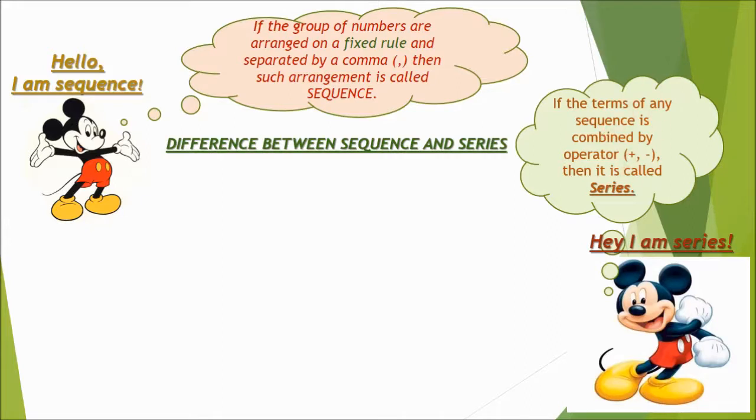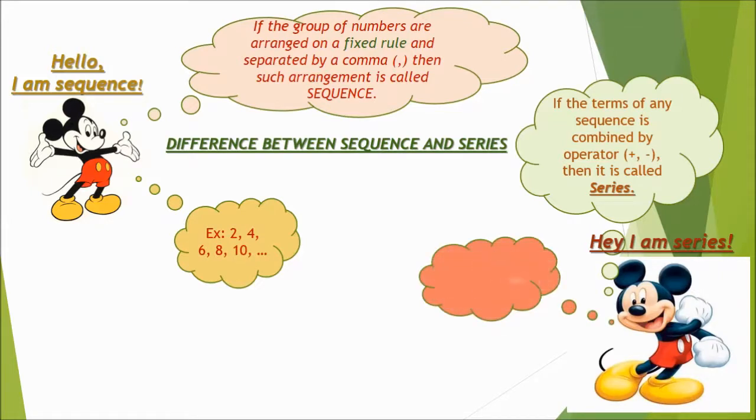Now, another difference. You can see the example: 2, 4, 6, 8, and 10, dot, dot, dot. And another difference is you can do in your copy in a table form in two columns, sequence and series: 2, 4, 6, 8, and 10. Now this is the difference between sequence and series.